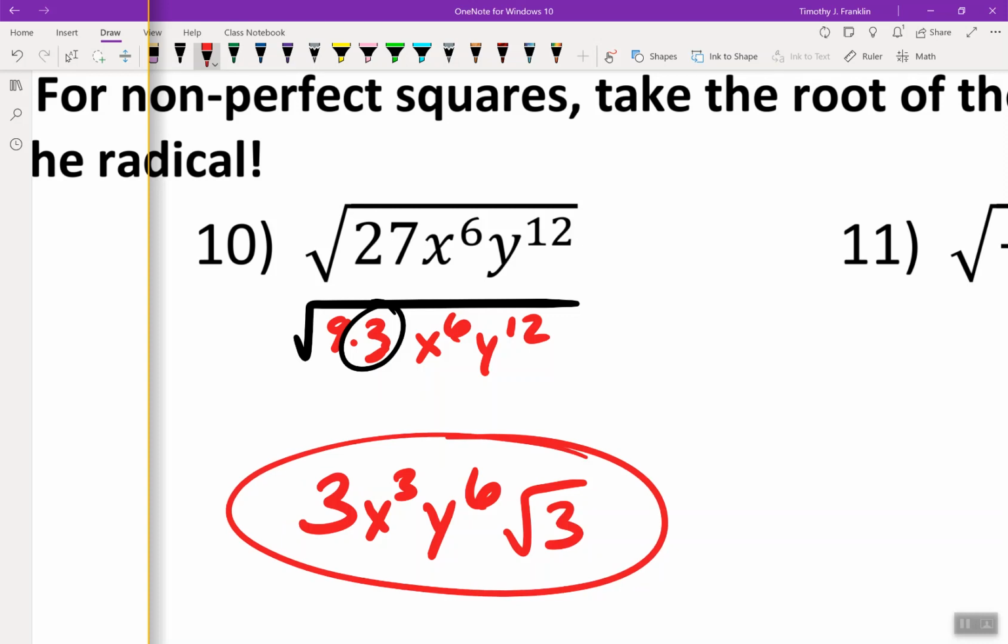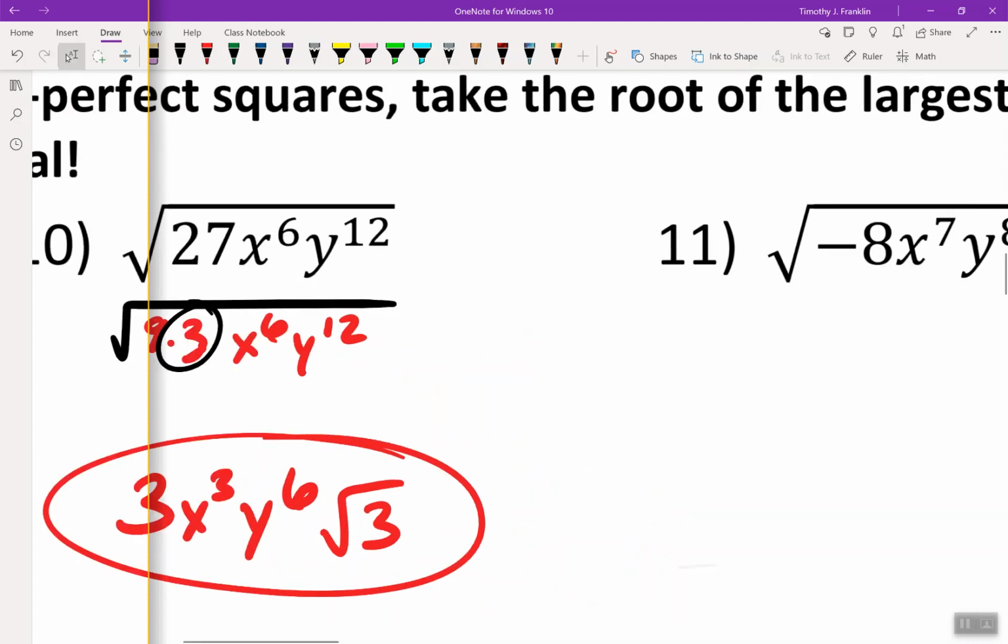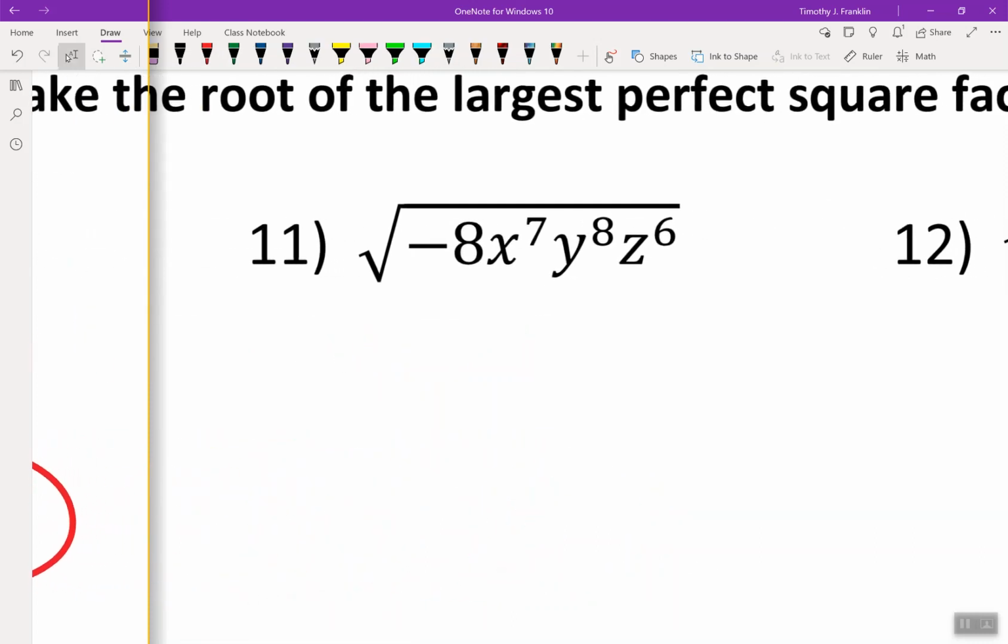We could estimate, get a decimal. The decimal would go on forever and not repeat, so we'd have to round and it wouldn't be exact. This is the exact answer, so this is how you want to write your answer here. Don't get a decimal, just leave any leftovers inside the radical. For number 11, much the same. We have 8. 8 is not a perfect square, but it does have a perfect square factor, which is 4.